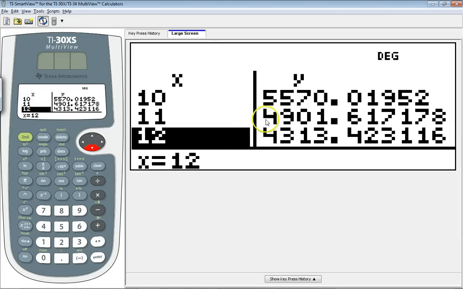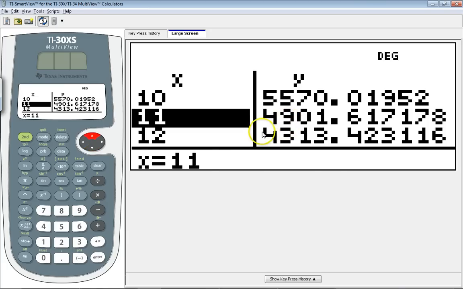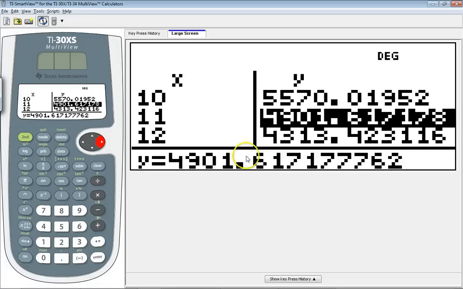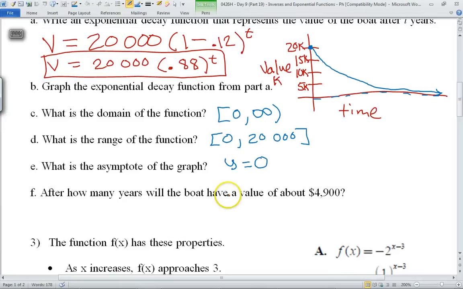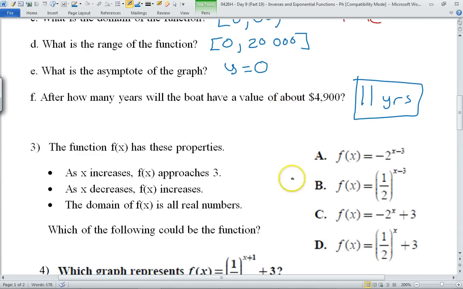Okay? So right there, about at the 11-year mark, we see the $4,901. It's very close to 4,900. So we're going to say after about how many years? 11. Okay, so that was it for number 2.